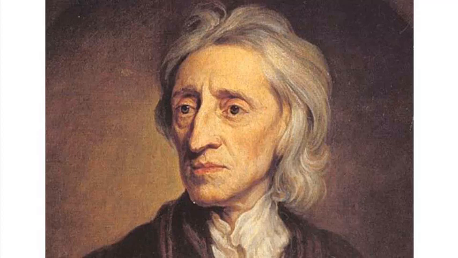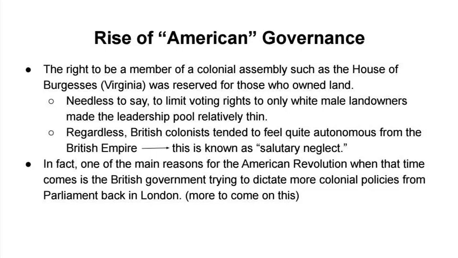Now, all of this thinking becomes a part of what becomes referred to as American governance. The right to be a member of a colonial assembly, such as the House of Burgesses in Virginia, was reserved for those who owned land. So republicanism is very much becoming a part of colonial governance. But voting rights are, of course, limited to white male landowners. So the leadership pool is very few. It's the elite only.